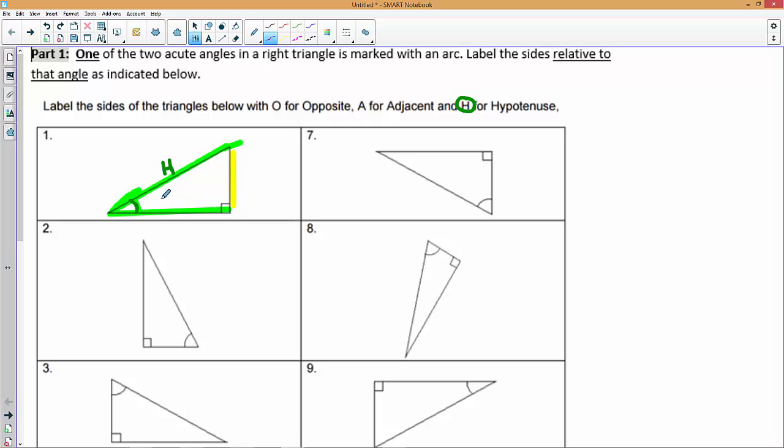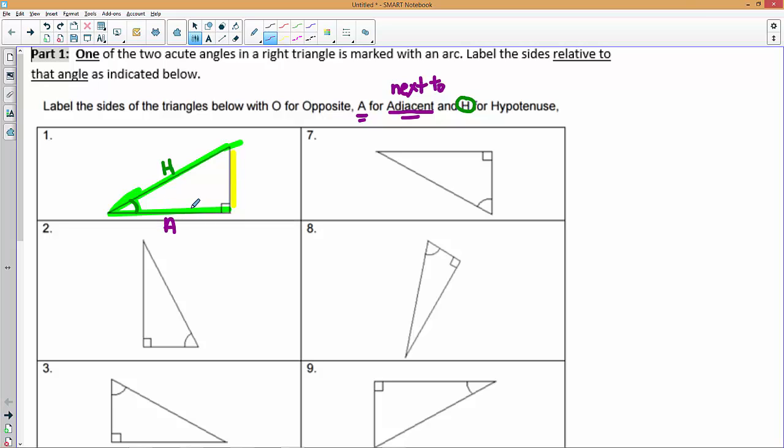Okay, so the adjacent, the A, which means next to. Next door, if you want to think of that. Adjacent means next to. So the next to is always going to be the side of an angle. Well, the H was already taken. I can't use that side of the angle, so I know it has to be this side.